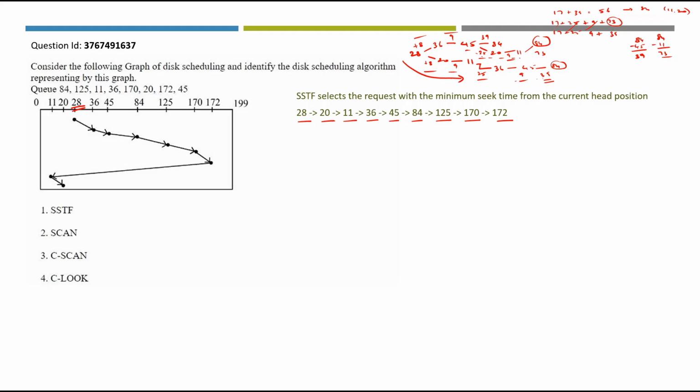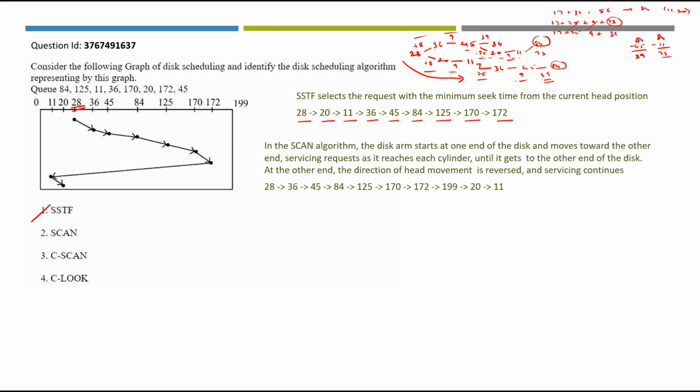Is the graph moving towards 20? No. So option number 1 is wrong. What about the next algorithm? Scan. In the scan algorithm, the disk arm starts at one end of the disk and moves toward the other end, servicing requests as it reaches each cylinder until it gets to the other end of the disk. At the other end, the direction of head movement is reversed and servicing continues.